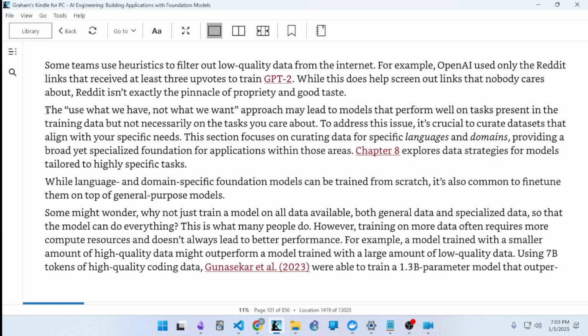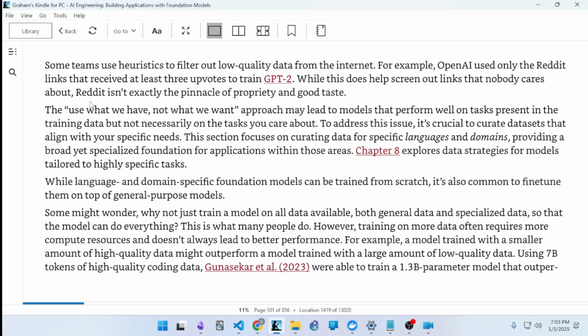The use what we have, not what we want approach may lead to models that perform well on tasks present in the training data, but not necessarily on the tasks you care about. To address this issue, it's crucial to curate datasets that align with your specific needs. This section focuses on curating data for specific languages and domains, providing a broad yet specialized foundation for applications within those areas. Chapter 8 explores data strategies for models tailored to highly specific tasks.